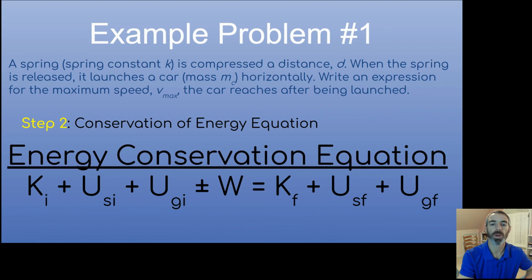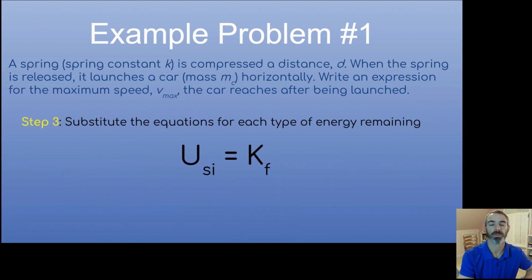We write our big long equation, and based on our bar chart, we know that there's no kinetic or gravitational in the initial situation. There's no work, and no spring or gravitational in the final. So that means our conservation of energy equation that we're going to start with is Usi equals Kf. So the initial spring energy equals the final kinetic energy.